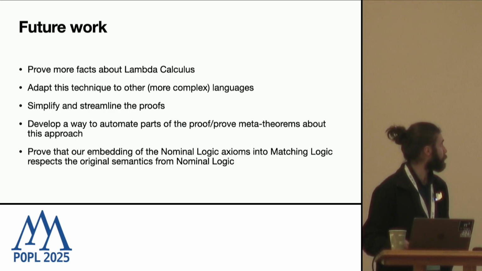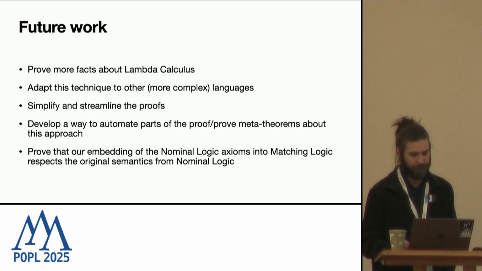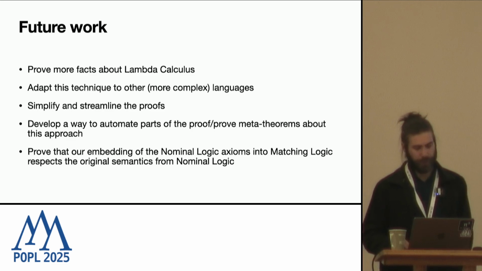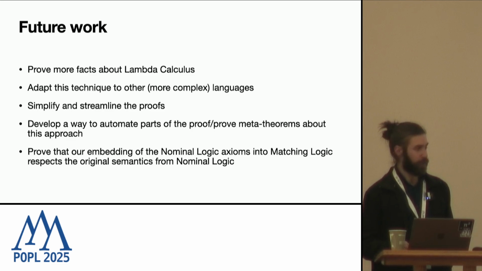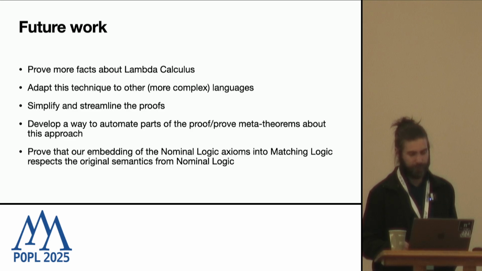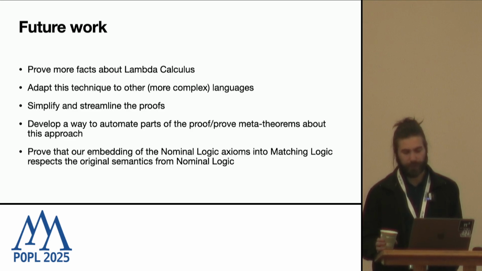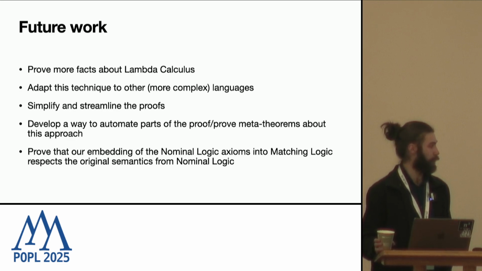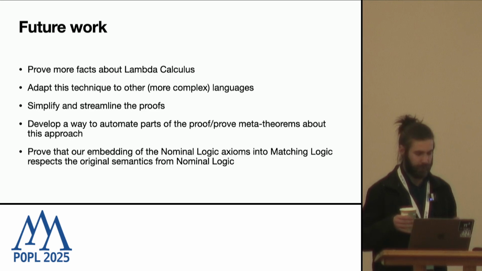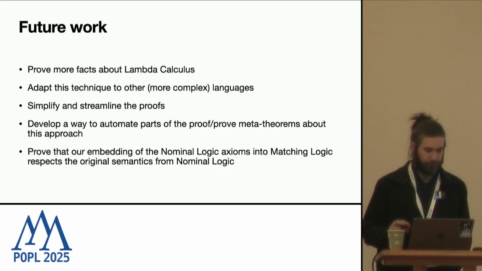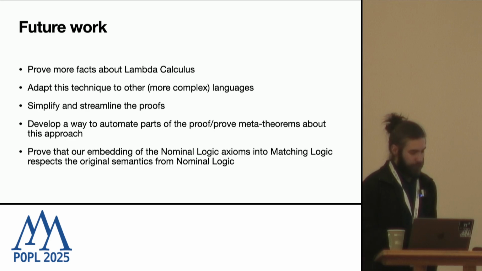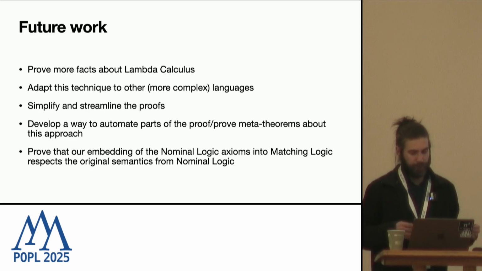And I want to talk a bit about the future work. As I mentioned before, this is a proof of concept of our approach. We want to prove a bit more facts about lambda calculus, more interesting theorems. We want to adapt this technique to other, hopefully more complex languages. We don't expect there will be any major blocker. We just didn't get around to do this for this paper. We want to find a way to simplify the proofs, streamline them, and maybe develop some meta theorems, some programs that allow us to build these proofs easier.